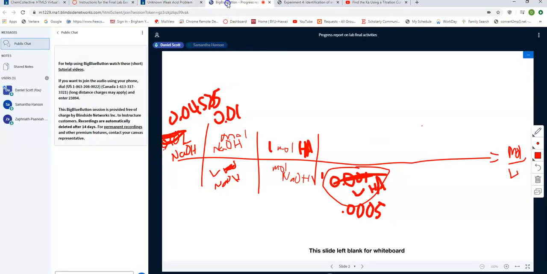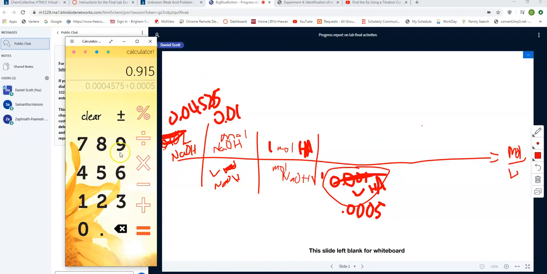Wait, let me do that calculation myself really quick here, just to make sure. 0.04575 times 0.01 divided by 0.0005. I'm getting 0.915. That's what I got. Not 0.0915, right? Correct. Oh, I forgot to add another zero. That's why. Did we do the calculation wrong last time?